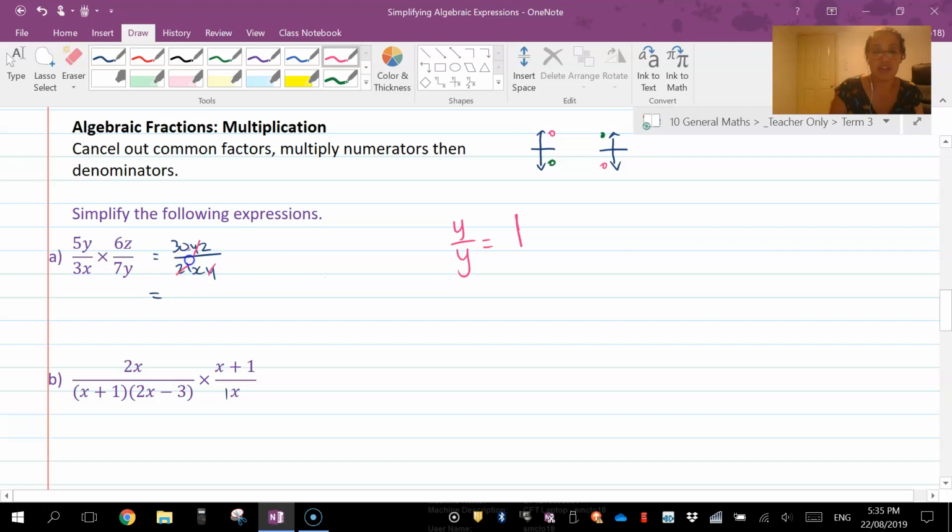30 and 21 have a common factor of 3, so I'm going to divide them both by 3. That gives us 10 and 7. So my answer is going to be 10z divided by 7x. And voila, that is your simplified expression. Notice how there's no other equal sign, it's just this working down systematically.